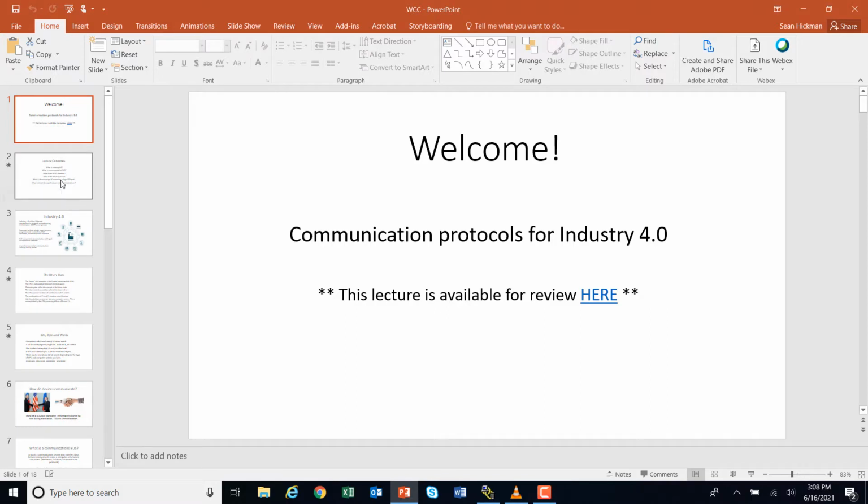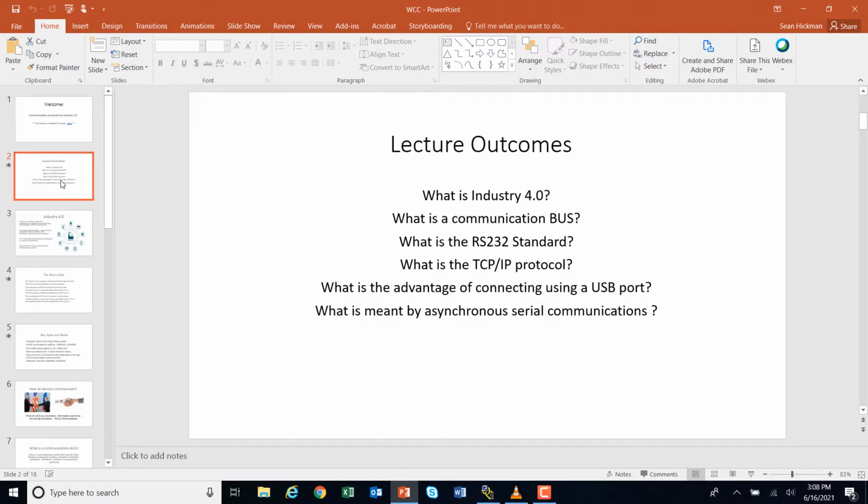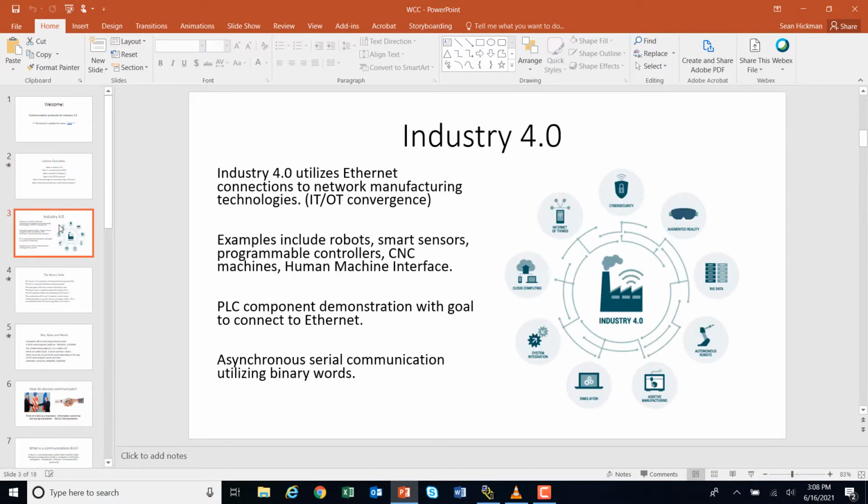Tonight, what we're going to talk about is what is Industry 4.0? What is a communications bus? What is the RS-232 standard? What is the TCP/IP protocol? What is the advantage of connecting using a USB port? And what is meant by asynchronous serial communication? So you might know some of this already, but let's start and take a look here and review Industry 4.0.